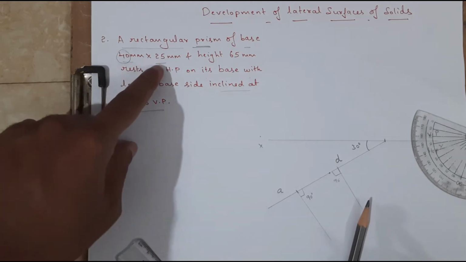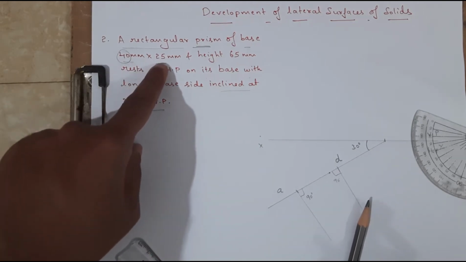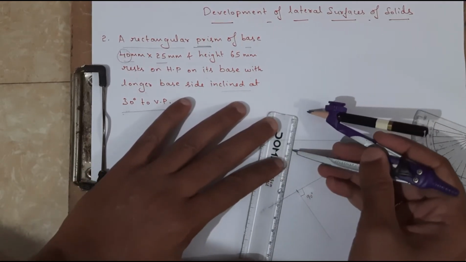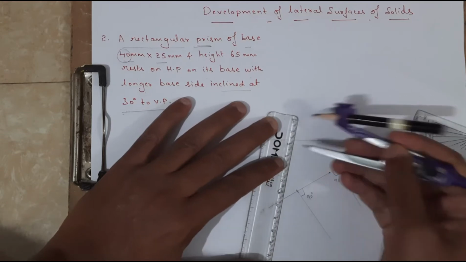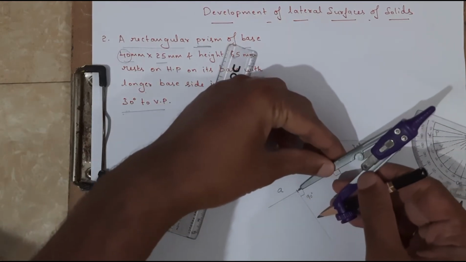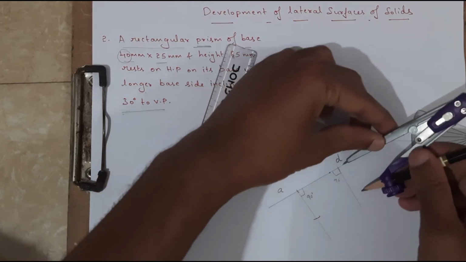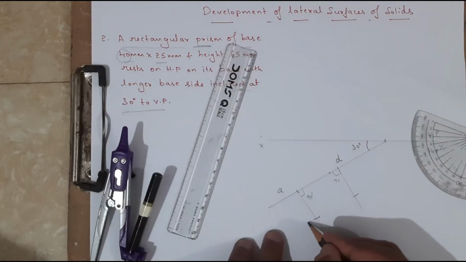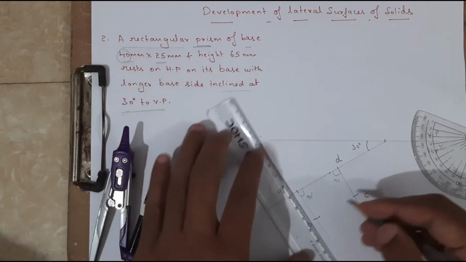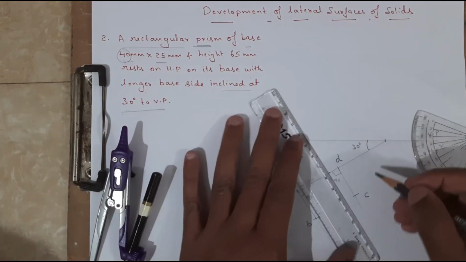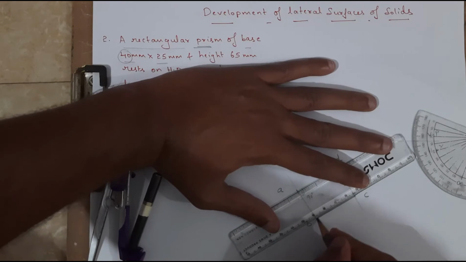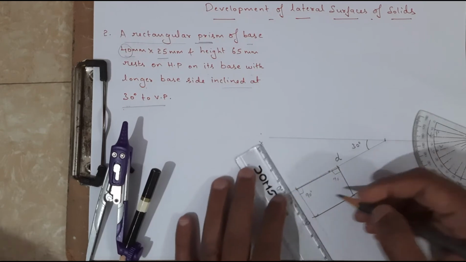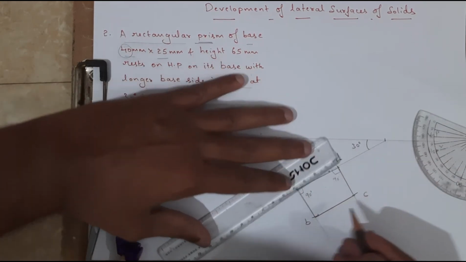Now, which is the smallest? A to B, that is how much? 25 mm. So with the help of scale and compass, I am going to take the measurement of 25, and I am going to cut the arc. It will be similar to D to C. Cut the arc. So this one is B and this one is C. So this is a rectangle of 40 cross 25.